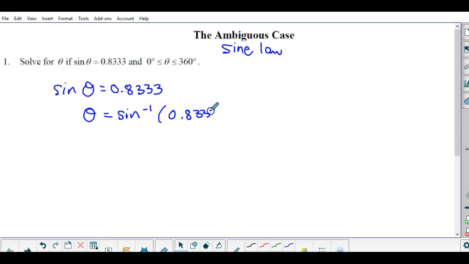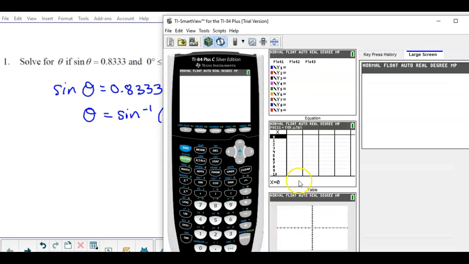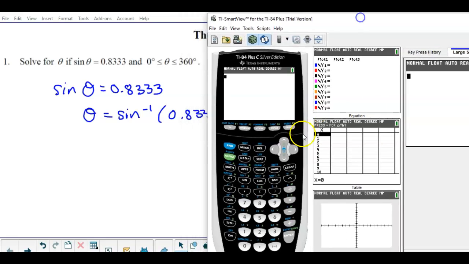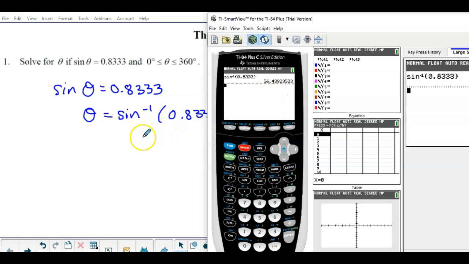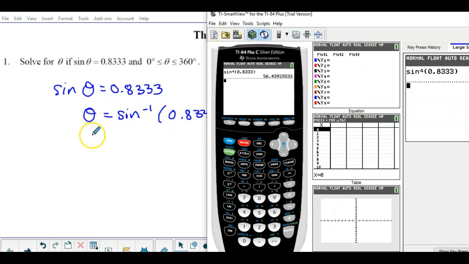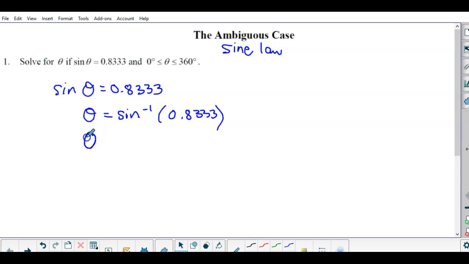Okay, so then you get your calculator out and you go second key, sine key, 0.8333. Always check, I should remind you that it's in degree mode, so mode key, make sure it's in degrees, and that's your angle. It doesn't say 1 decimal place, so theta is 56.4. So that's great.